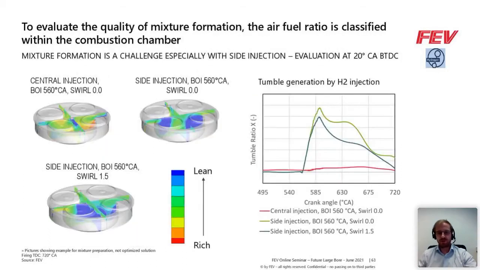Which brings me to the final slide. For the cases on the previous slide, we will take a closer look at the concentration close to the spark timing. We see for the central injection case, we have a rich, or at least richer, concentration in the piston bowl, which is good if we could also ignite the mixture in the piston bowl. But as we've stated, this will be very challenging for the high-speed engines.